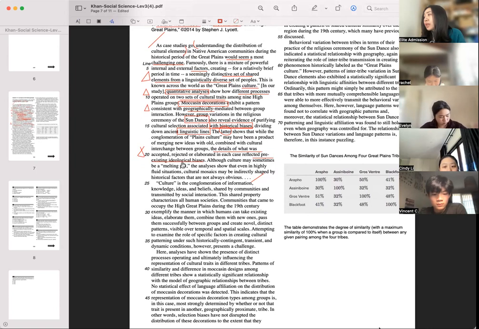So although culture may sometimes be a melting pot, the analysis, so our studies show that even in highly fluid situations, culture mosaic may be integrated, indirectly shaped by historical factors that are not always obvious. Does that sentence make sense? It is tested, so you have to make sense of that. You have to understand that sentence. So if you get it, great. If you don't get it, that's fine. We mark it and we can come back later.